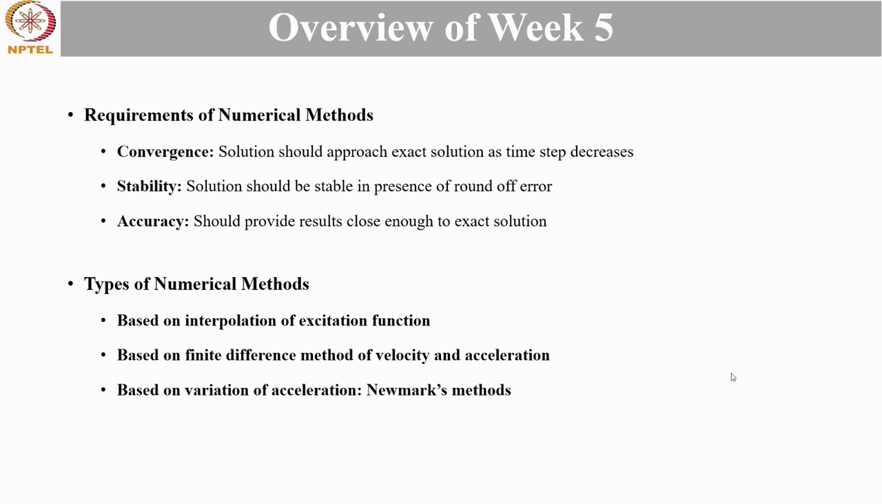Now, what are the requirements for a numerical method so that the solution obtained is close to the exact solution? There are three requirements: convergence, stability, and accuracy. A numerical method should converge to the exact solution if we decrease the time step. We will see how decreasing the time step affects the convergence later on. Stability: a numerical method solution should be stable in the presence of any round-off error. And third is accuracy, so we should get results as close as possible to the exact solution. So these are the three basic requirements of a numerical method.